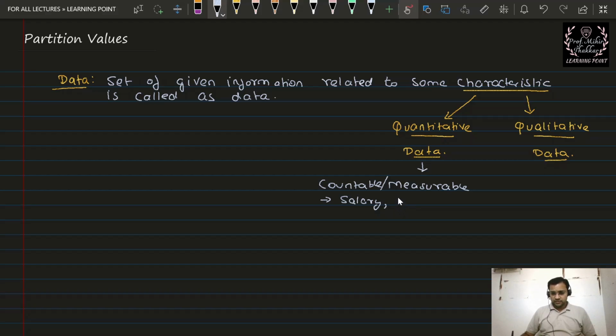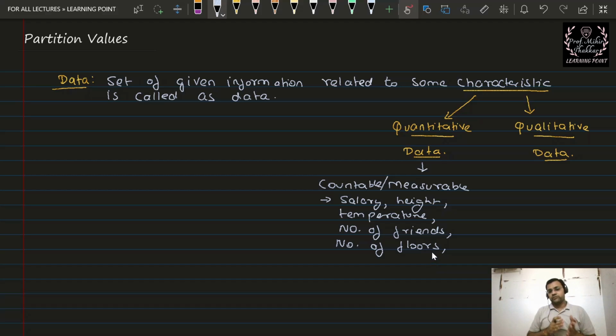Like for example, your salary, the height of a person, the temperature of an area, or you can also talk about countable. So it can be, say, number of friends that you have, or number of floors of a particular tower, or number of houses in a particular floor. It can be anything. So either countable or measurable. They all come under the quantitative data.